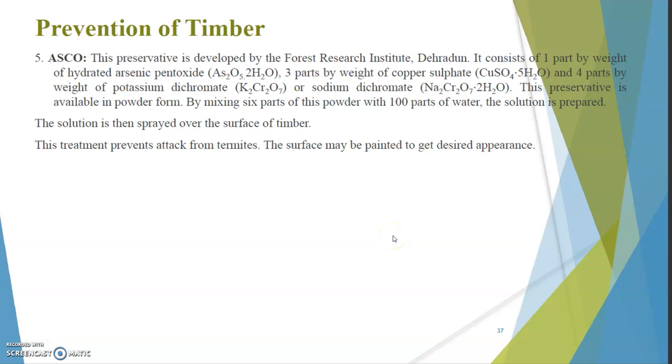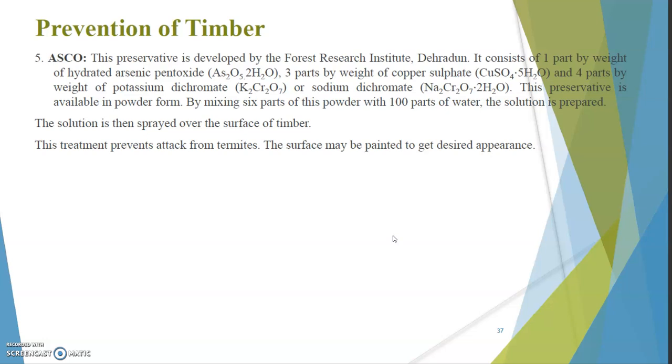So the first 3 chemicals are in powder form. In that ratio, they are mixed 1 is to 3 is to 4: arsenic pentoxide, copper sulfate, and sodium dichromate. And while mixing that powder, you have to add 100% water, which means 6 parts of that powder and 100 parts of water. So 6 is to 100, like that. Then finally you will get your solution.